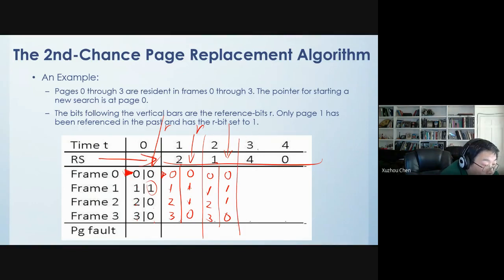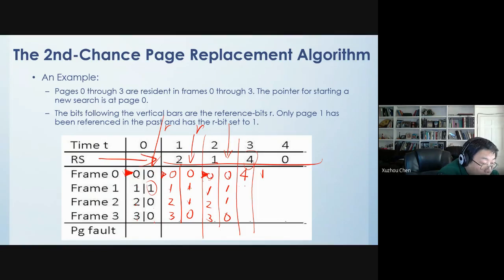And then when page 4 comes, and page 4 is not in the memory, then I will replace page 0, because page 0 is at the head, and it's also not referenced. So page 0 is going to be replaced with 4, and the reference bit is 1, right?